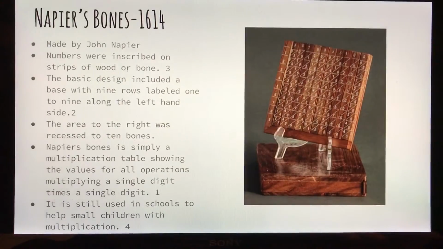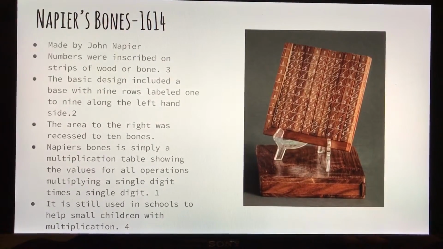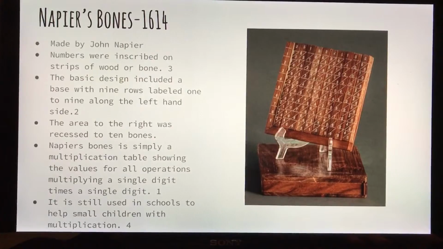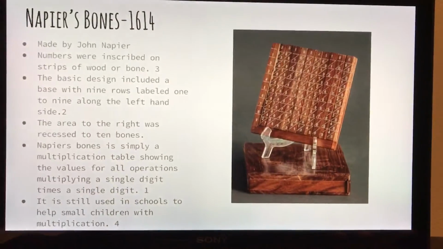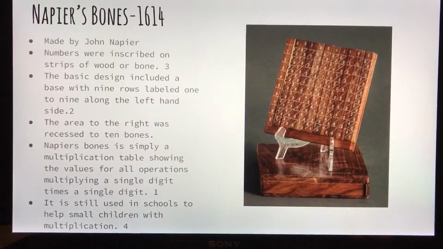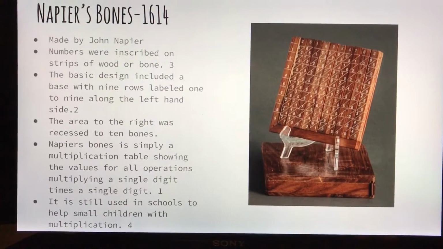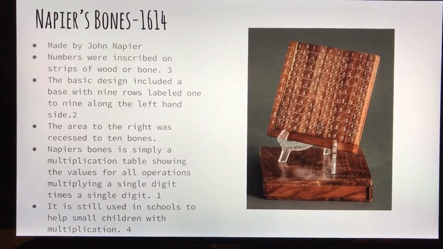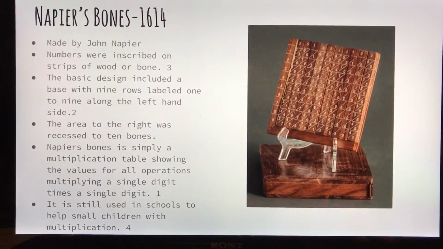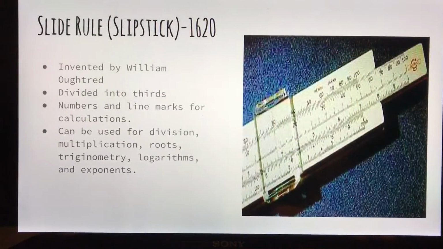After the abacus, John Napier invented Napier's bones in 1614. Napier's bones is simply a multiplication table showing the values for all operations multiplying a single digit times a single digit. The basic design included a base with 9 rows labeled 1 to 9 along the left-hand side. Numbers were inscribed on strips of wood or bone. It is still used in schools to help small children with multiplication.